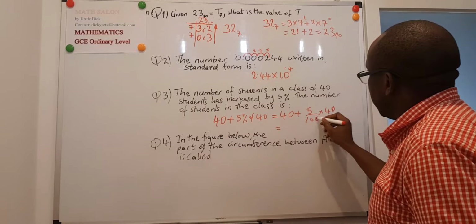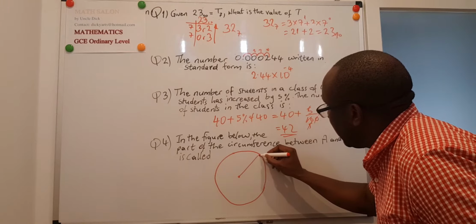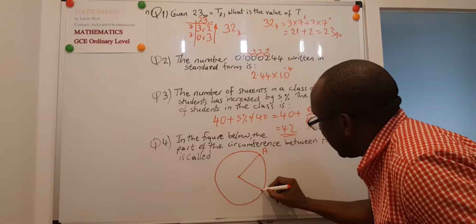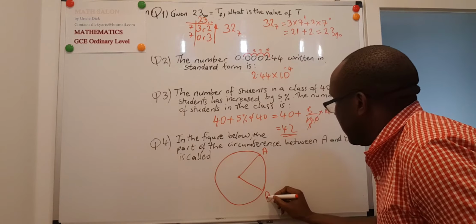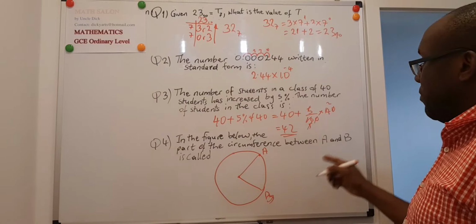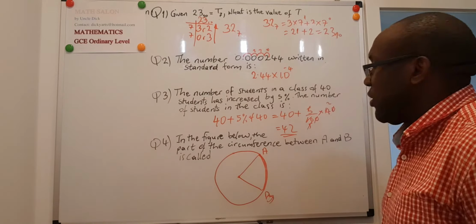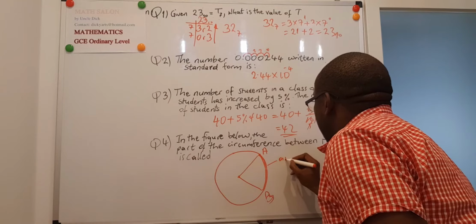The fourth one says, in the figure below, I will draw the figure. It was a circle. This is my circle, just an approximation of a circle. There were 2 points there, A and B. They said the part of the circumference between A and B, that means this part here, what is it called? It is called an arc.